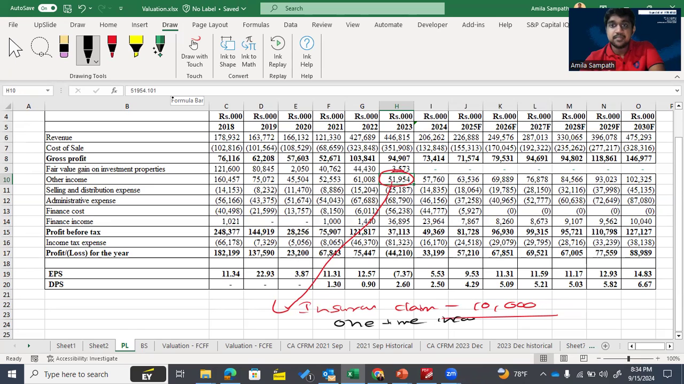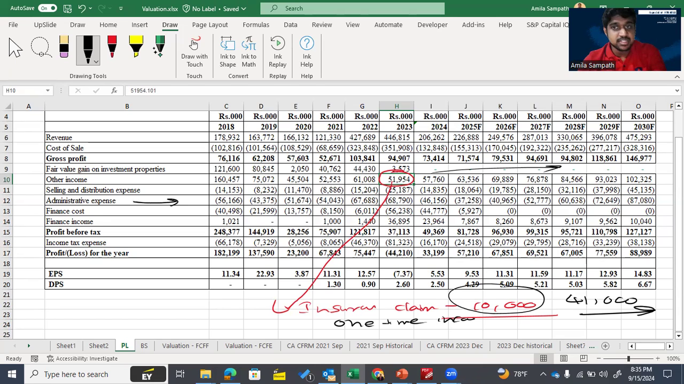If it is one-time income, then when we forecast the financial statements for the future period, we need to eliminate this 10,000 from other income. That means we simply remove it from our other income, and based on the balance of 41,000, we can forecast our financial statements. Like this, we need to eliminate one-time income as well as one-time expenses.